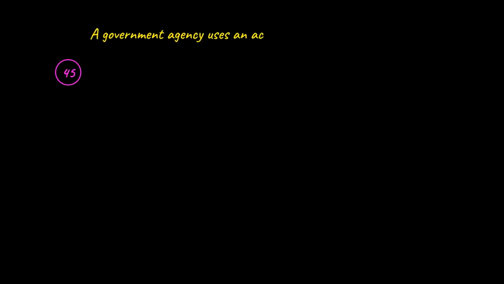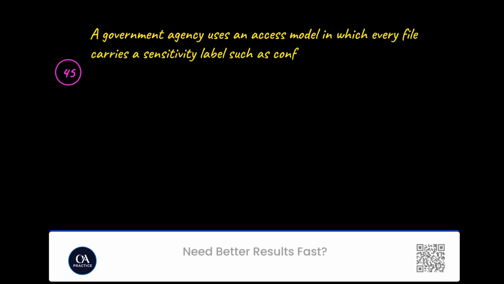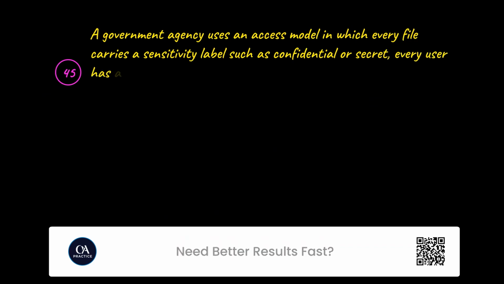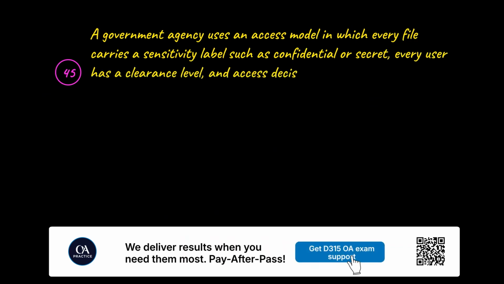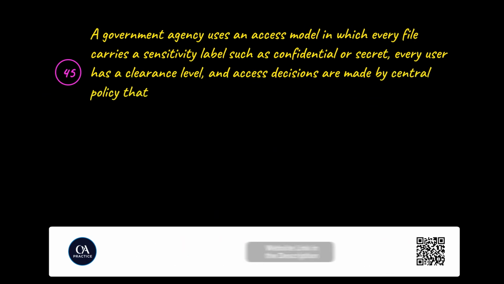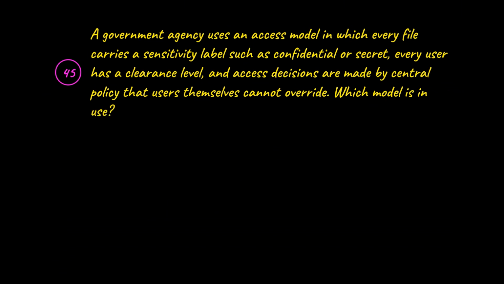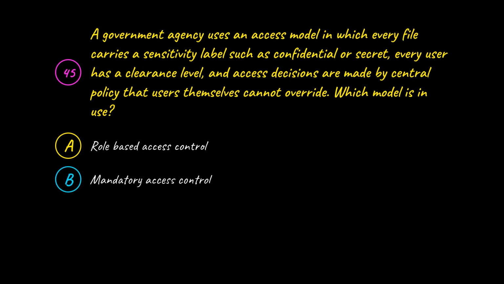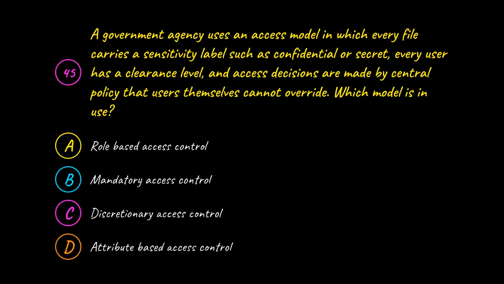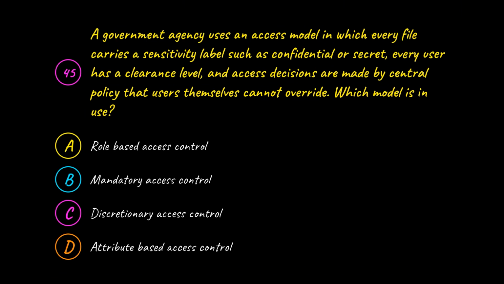Question 45. A government agency uses an access model in which every file carries a sensitivity label such as confidential or secret. Every user has a clearance level, and access decisions are made by central policy that users themselves cannot override. Which model is in use? Your options are A. Role-based access control, B. Mandatory access control, C. Discretionary access control, D. Attribute-based access control. Pick one. Trust your gut. Here's your chance to test yourself.